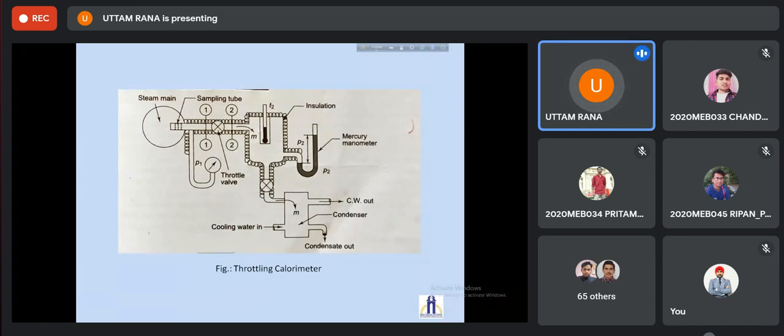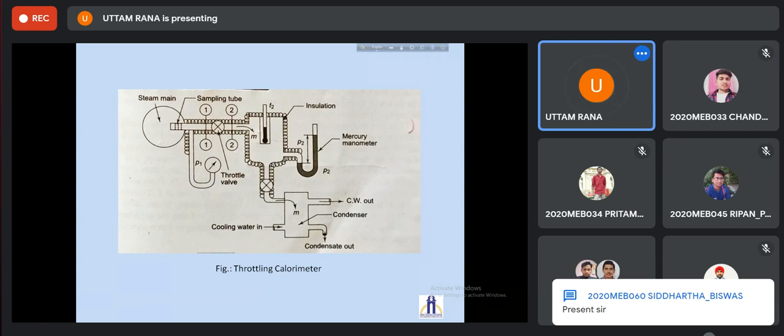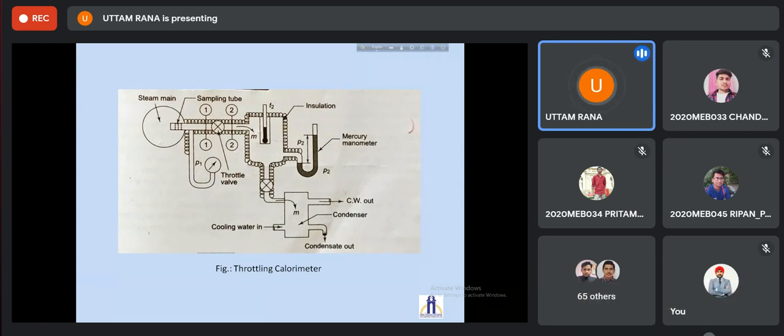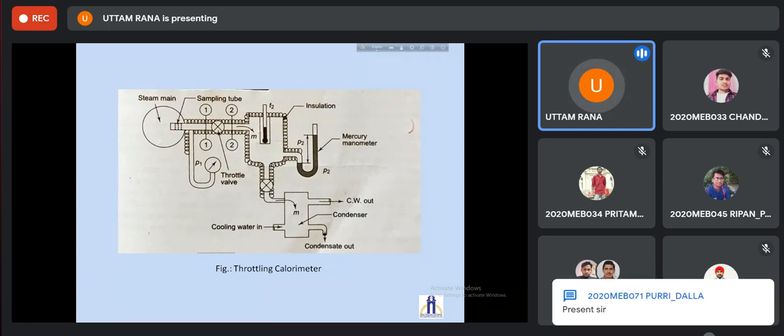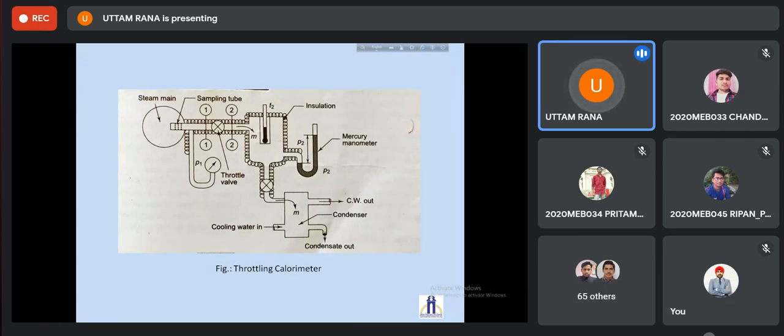We cannot measure the quality. But somehow, if we can bring that steam from the saturated liquid-vapor mixture to the superheated region, keeping some properties constant, just like in a throttling process, enthalpy will remain constant. So if we bring that steam from the two-phase region to the superheated region, then we measure the pressure and temperature, and if we know the pressure and temperature, we can specify the state. And once we specify the state, we can find the value of H.